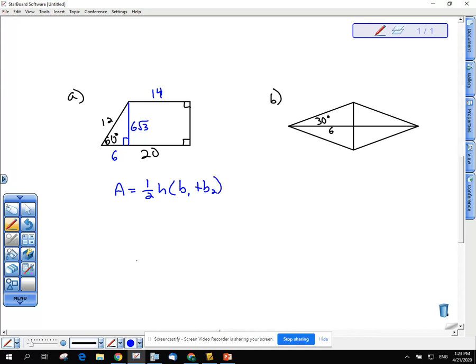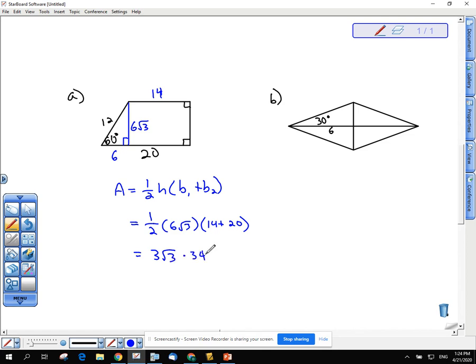So the work to be shown, and I think there's work to be shown up here, and sometimes you have to use the Pythagorean theorem, and yeah, that's work that you should show too. But the work that I'm always looking for when I'm grading this stuff is this right here. 1/2 of 6 root 3 times the sum of 14 and 20. And half of 6 would be 3 root 3. If I could just simplify this a little bit, 3 root 3 times 34.